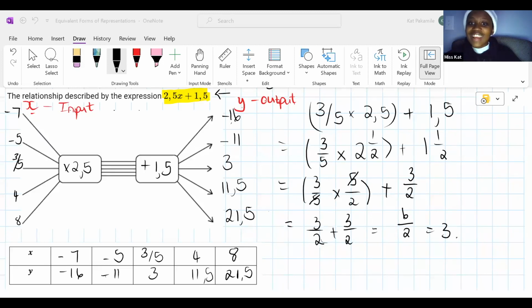To us who don't like calculators, like me. Okay.